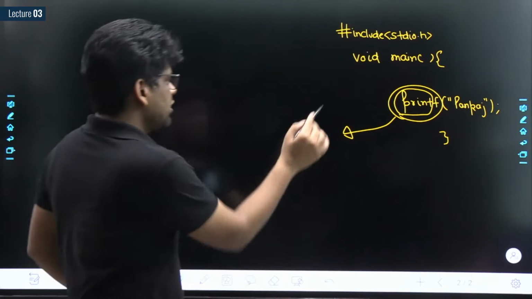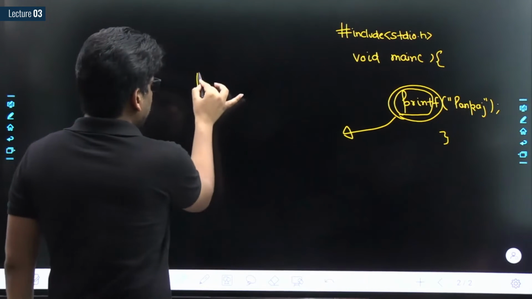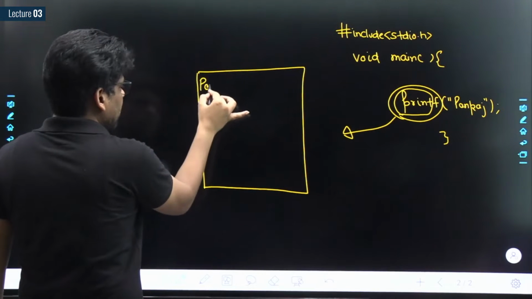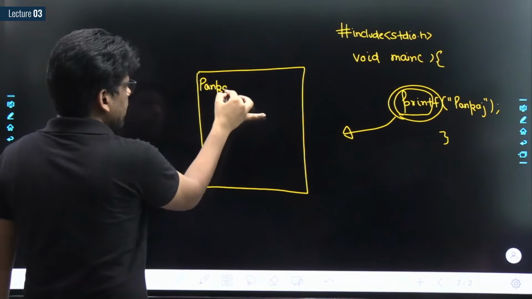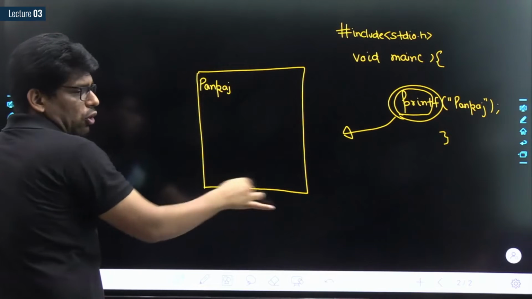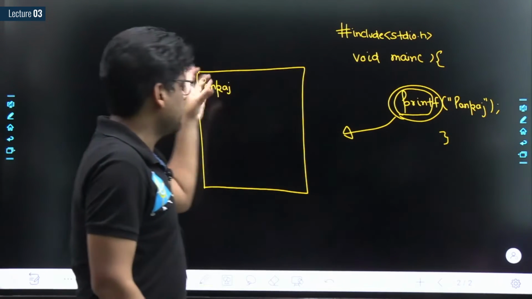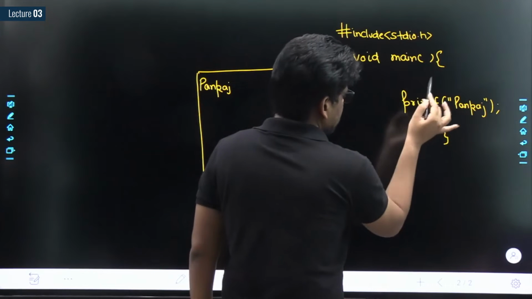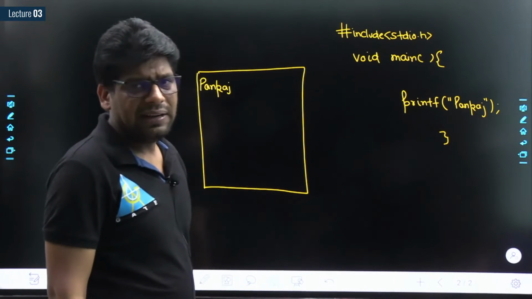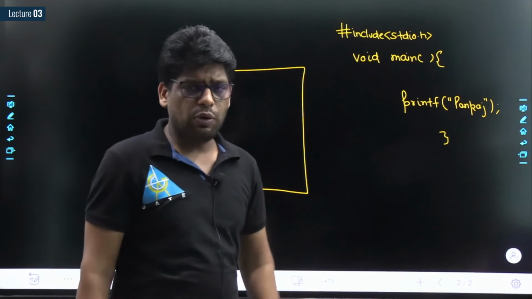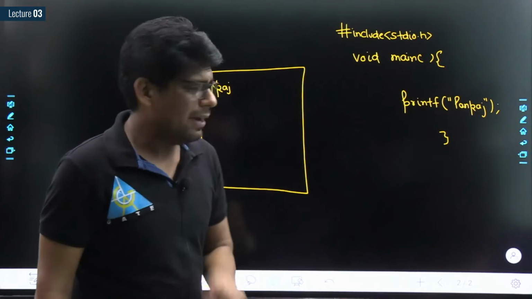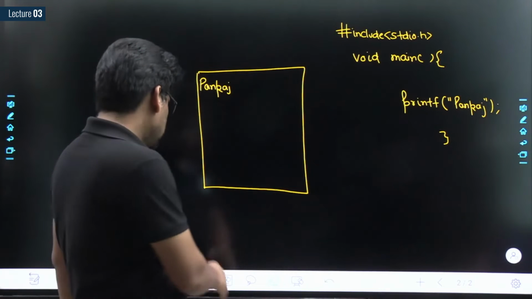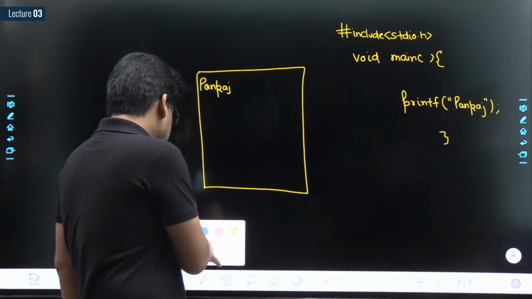That means, what is the output of this program? If this is the output screen, then the output of this code is Pankaj. Sir, this is the very first day of my class and I don't know anything about programming, but this is the very first program. Sir, how are things working?